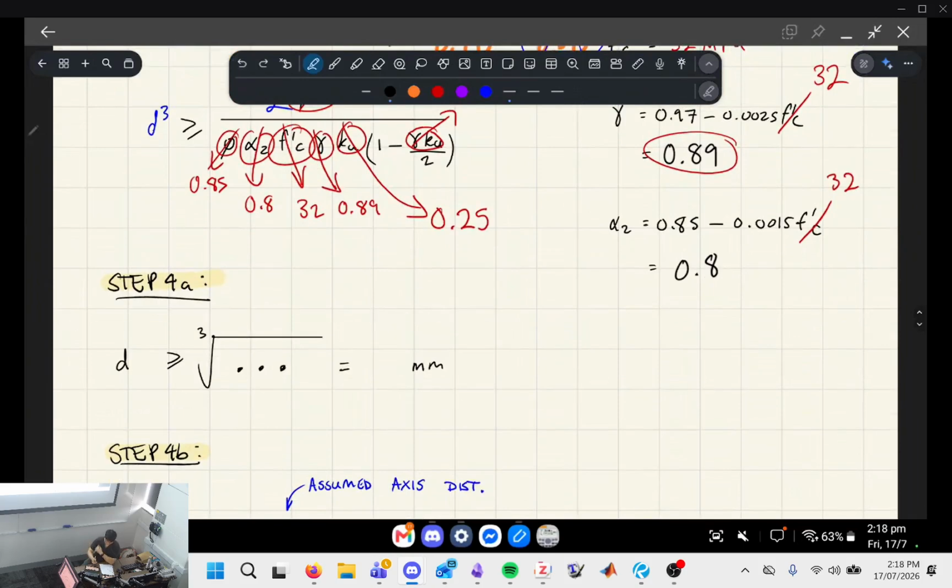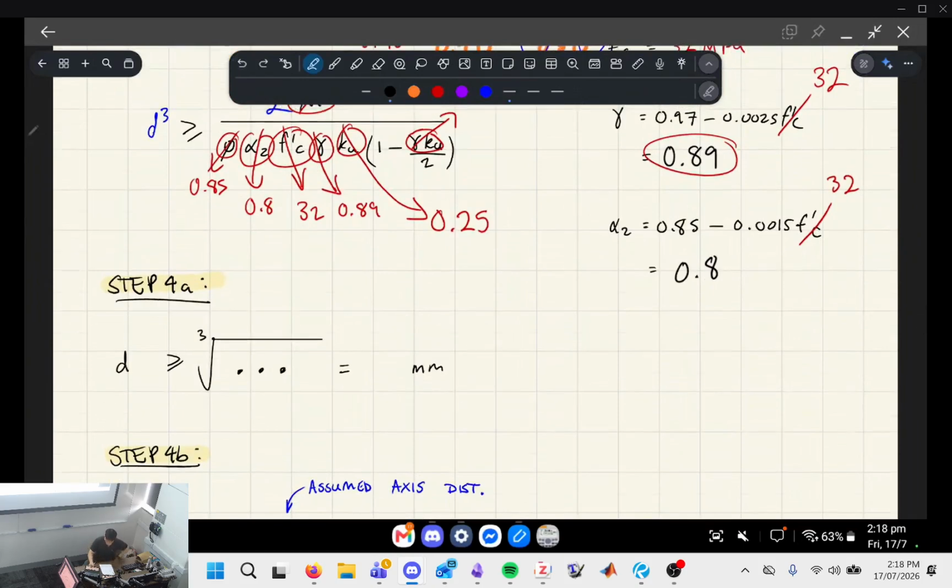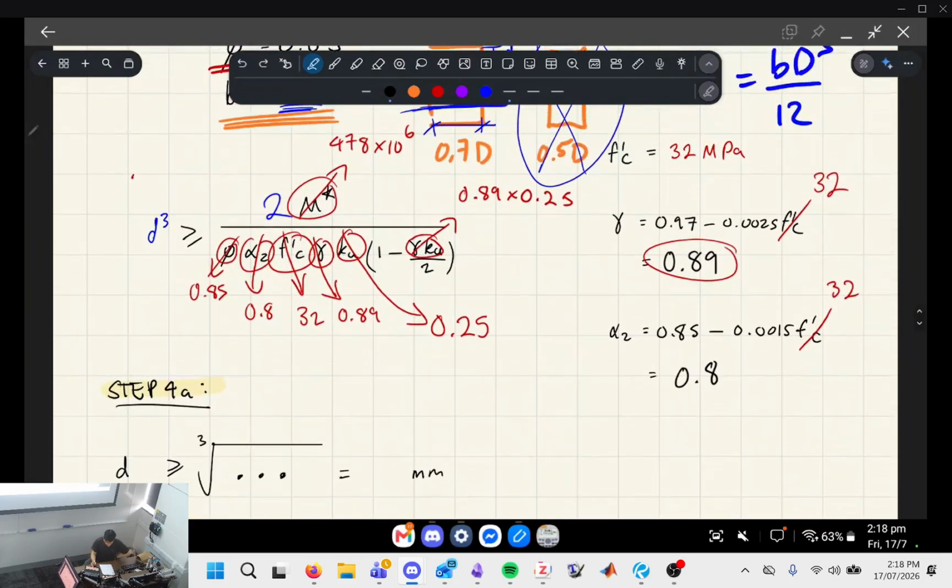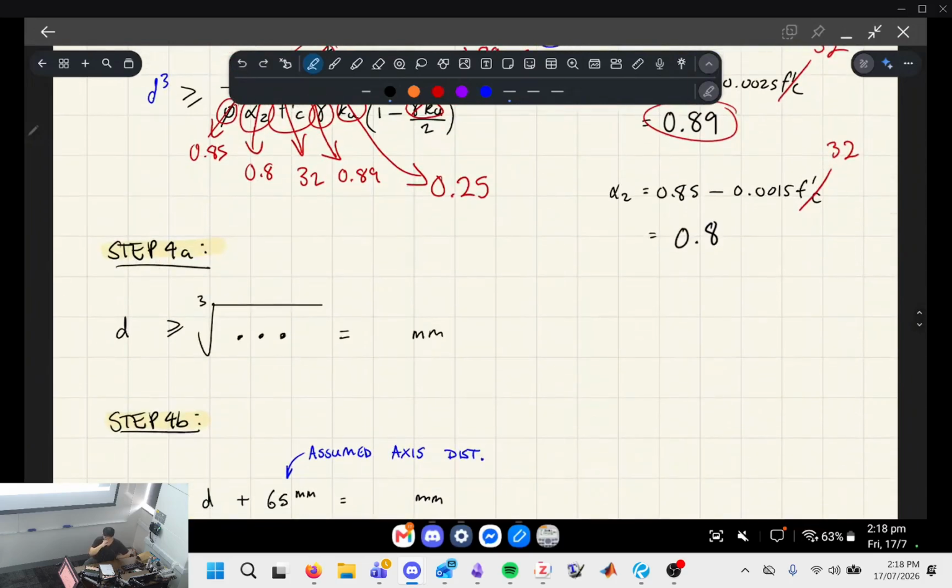And I didn't want to write it all out. So you basically do all that on your calculator, okay? And then you cube root it, right? So you do all this, you cube root it, and then you're going to get d is greater than or equal to 605, okay?